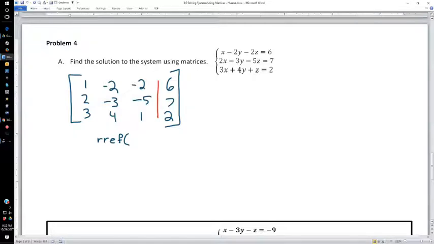So, once we run an rref on this, we are going to get a matrix that looks like this. 1, 0, 0, 0, 1, 0, 0, 0, 1. And then we're going to get some numbers over here.